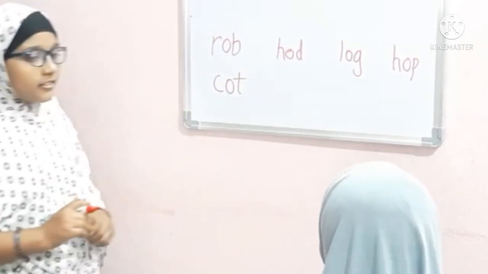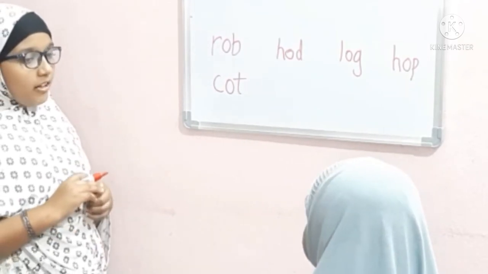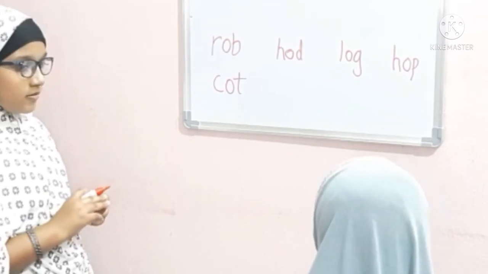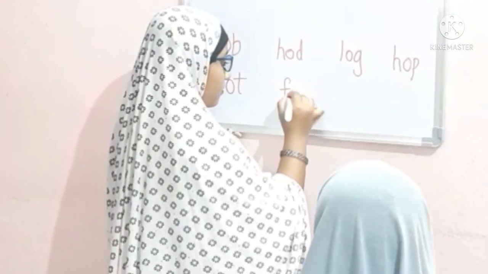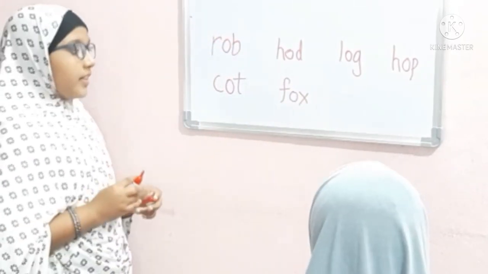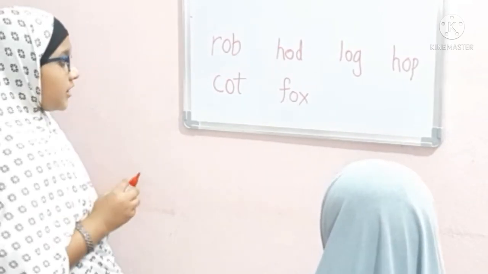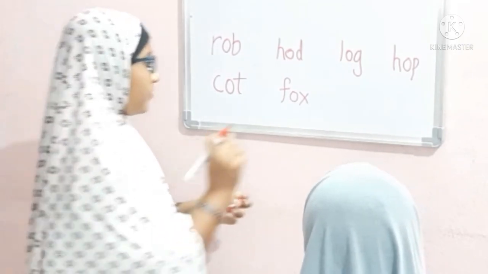What is this, Aliza? C-O-T. What is the sound of C? Ka. And what is the cluster? OT. Ka, OT, cot. What is this, Aliza? F-O-X. What is the sound of F? Fa. And what is the cluster? OX. Fa, OX, fox.